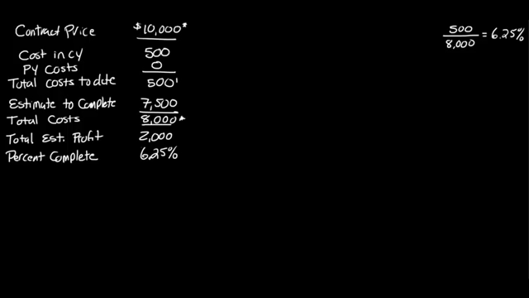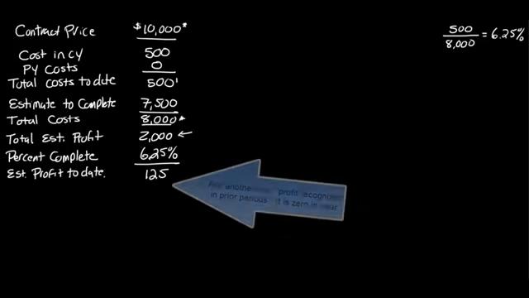I'm going to skip the billings in the current year and current year collections because those are given. Those two facts will come into play when we do the journal entries. If we know that our total estimated profit is $2,000 and our percent complete is 6.25%, then we know our estimated profit to date. It's 6.25% times 2,000, and that is $125. So that's how much profit we're going to recognize through this point in time.